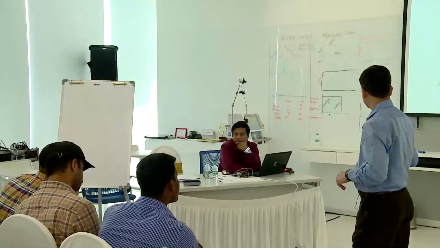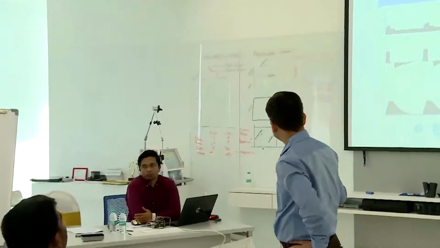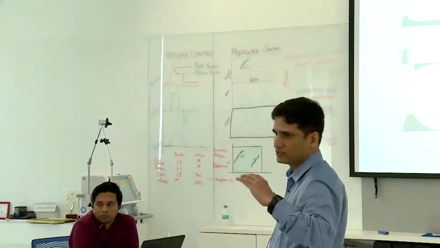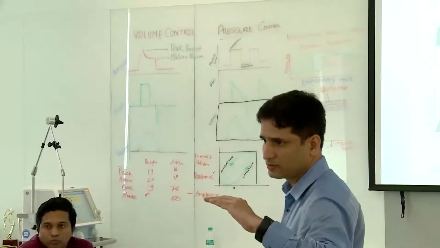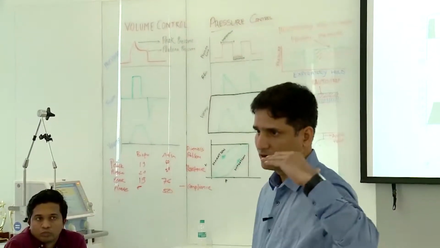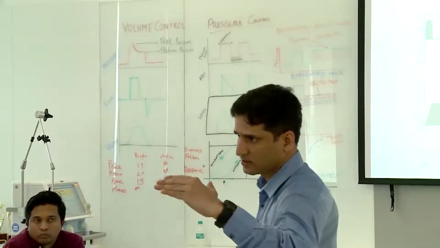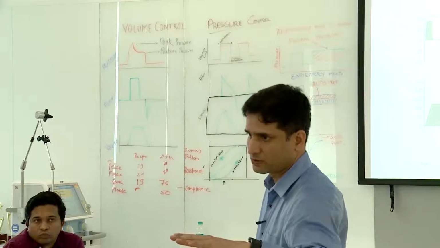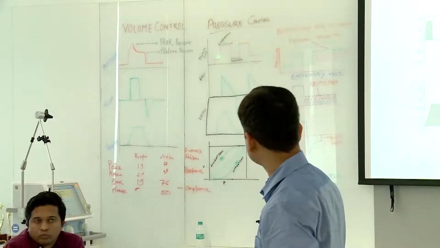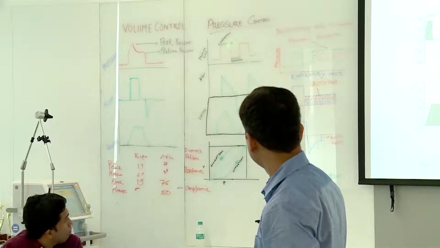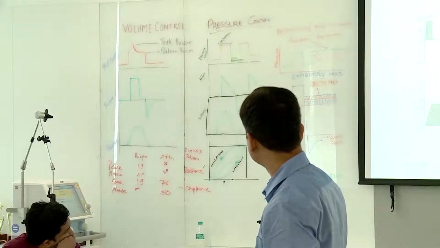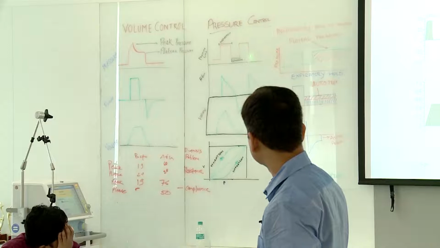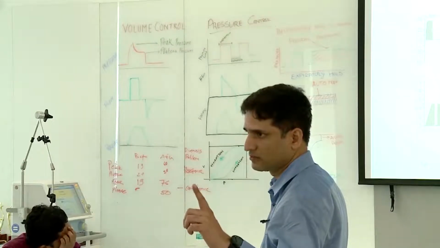Now come to the pressure control ventilation. In pressure control ventilation, first let's go to the pressure time graph. I told you the limiting factor in pressure control ventilation is the pressure. Once that particular pressure is reached, the ventilator will cut off the flow to the patient. So you can find only one type of pressure. This is the inspiratory pressure, then this is the expiratory pressure. So only one pressure is there in the pressure time graph.